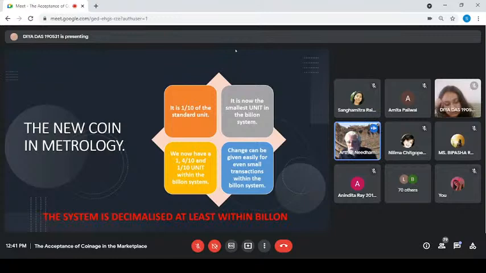If it costs nine units or 9/10 of one unit, you can get a 10th change. If it costs 6, you can give a 4/10 unit. So this fits in. Now, this has just been found. Jaunpur Sultanate, the Shiraz of India, was Jaunpur. The system is decimalized at least within billon. So this is what has been found in the last 2 weeks. Next slide, please.